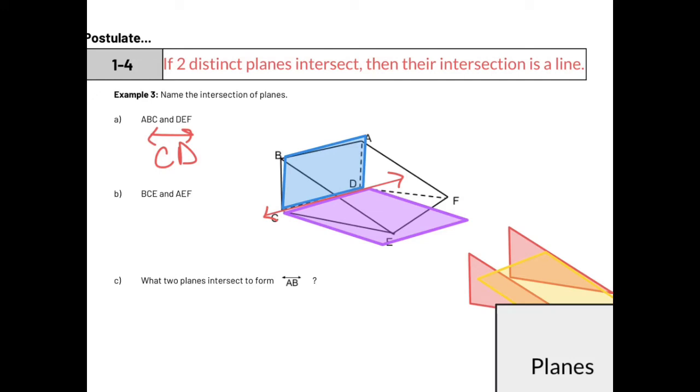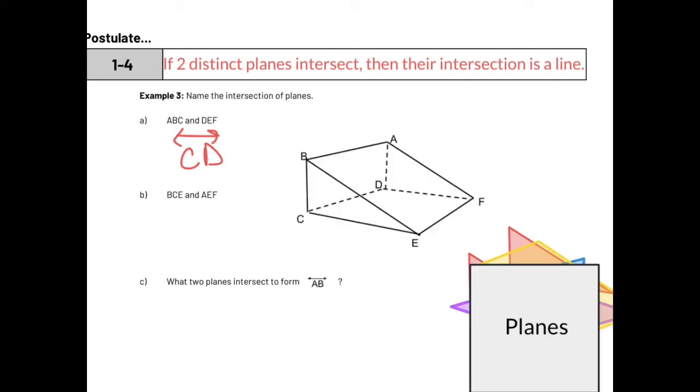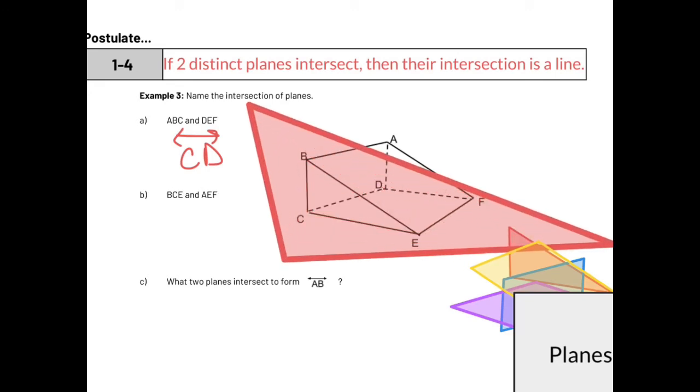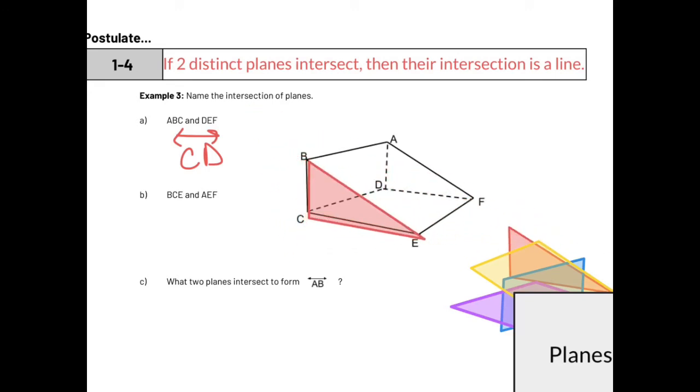Let's take a look at the next one. So BCE, find those. B is on top, C's on the bottom, and E's also on the bottom. If we connect them, we're tracing this triangle that's in the front. This looks like my red triangle. So there's plane BCE. Again, remember it extends forever and ever. And then it's looking for AEF.